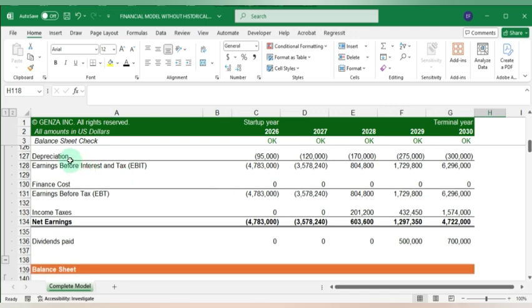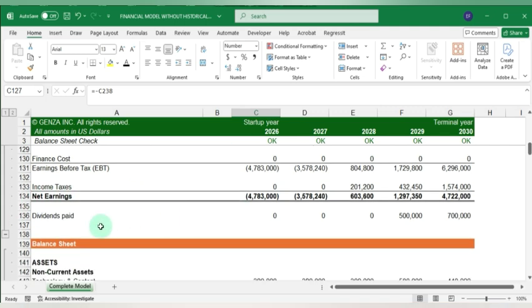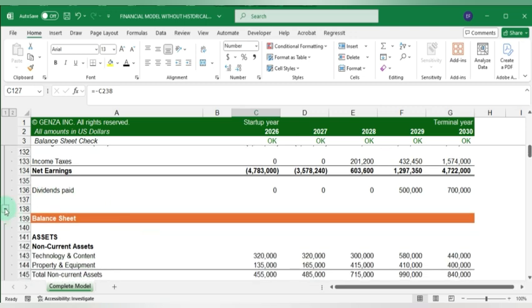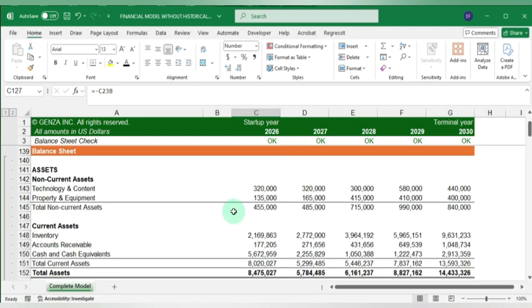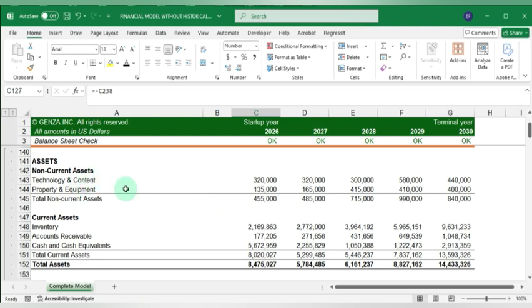We calculated our depreciation from the depreciation schedule in the supporting schedules. Then we have our finance costs, income taxes to obtain our net earnings. Then we have dividends assumption in the assumptions as we have already looked at. So that was the income statement. Then we come to the balance sheet. We have the non-current assets, which are technology and content, property and equipment.